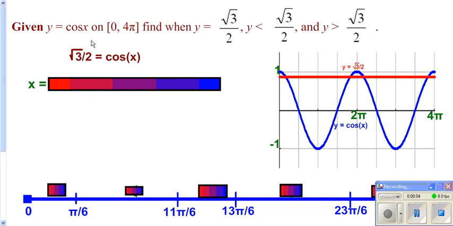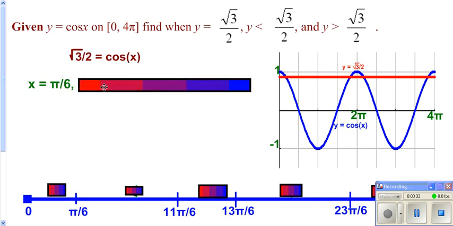We are going to be looking at our cosine function, and we want to know when is our cosine function equal to root 3 over 2, when is it less than that, and when is it greater than that? Well, let's go ahead and do the equal to part first. We'll set our cosine equal to root 3 over 2. You should realize that that's one you're supposed to have memorized, and that you end up getting pi over 6.